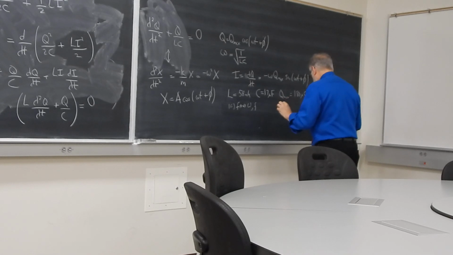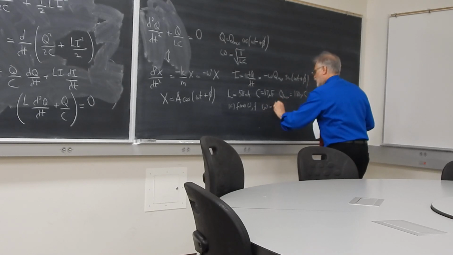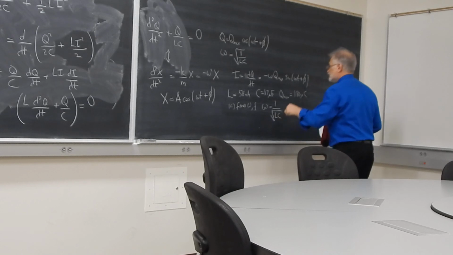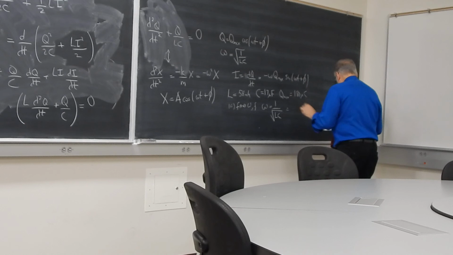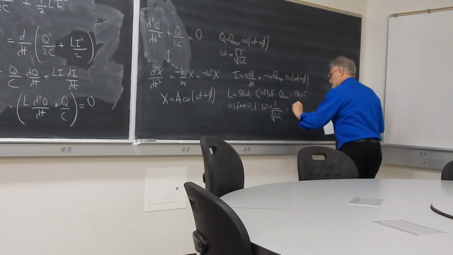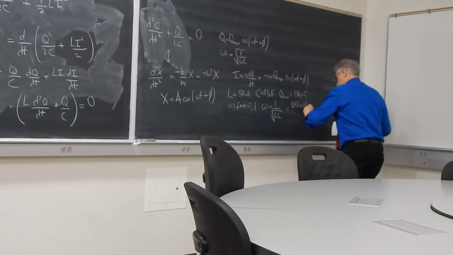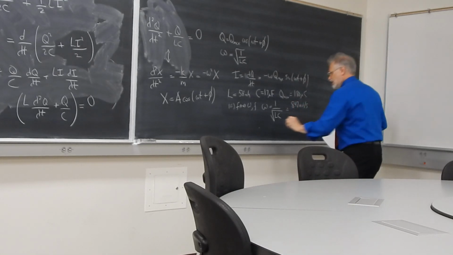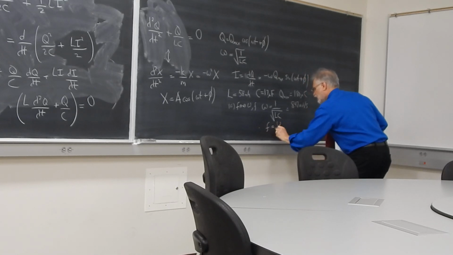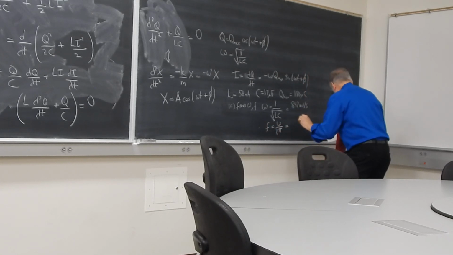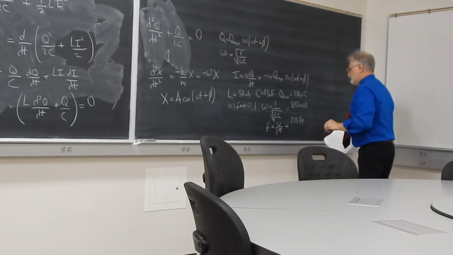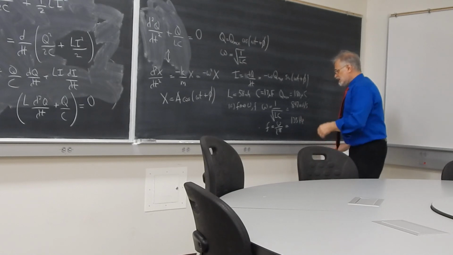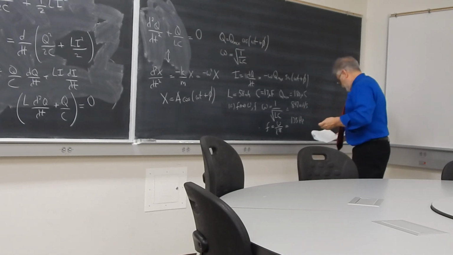Let's do that first. I know that omega is equal to 1 over the square root of LC, or the square root of 1 over LC, same thing. If I put my numbers in, that will give me an omega of 847 radians per second, which corresponds to a frequency, omega over 2 pi, of 135 cycles per second, or hertz, if you will. So that gives me a frequency of oscillation of 135 hertz.